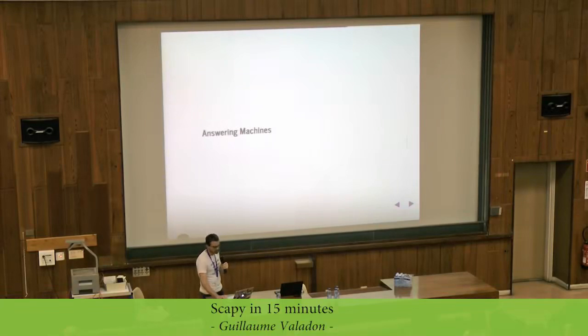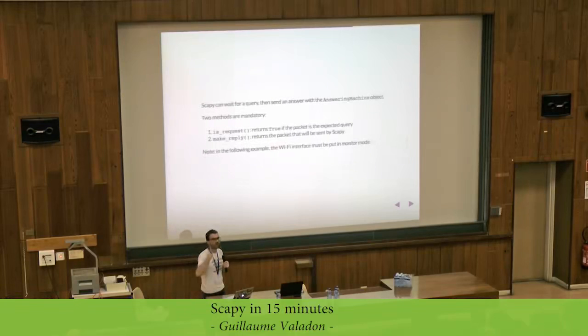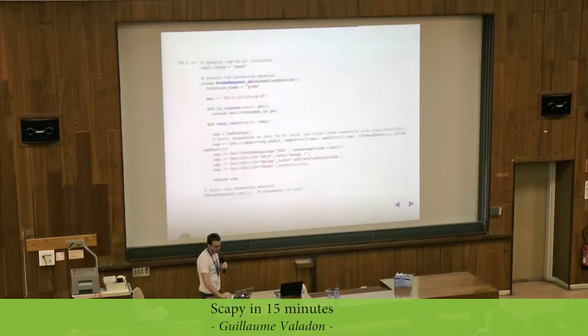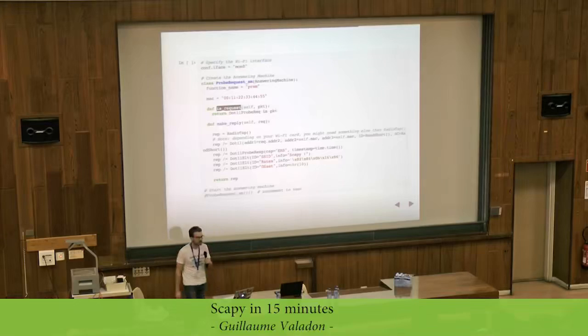Answering machines, kind of fun. So far what I described is sending a packet and receiving the reply. With an answering machine, we want to do the opposite, waiting for something and sending back. That's also really simple to do. I will skip this slide. You create an object, inherit from AnsweringMachine. You define a method called is_request that defines if the packet you receive is the request you're looking for. So in this example, I'm looking for an 802.11 probe request frame, and then I will make a reply.